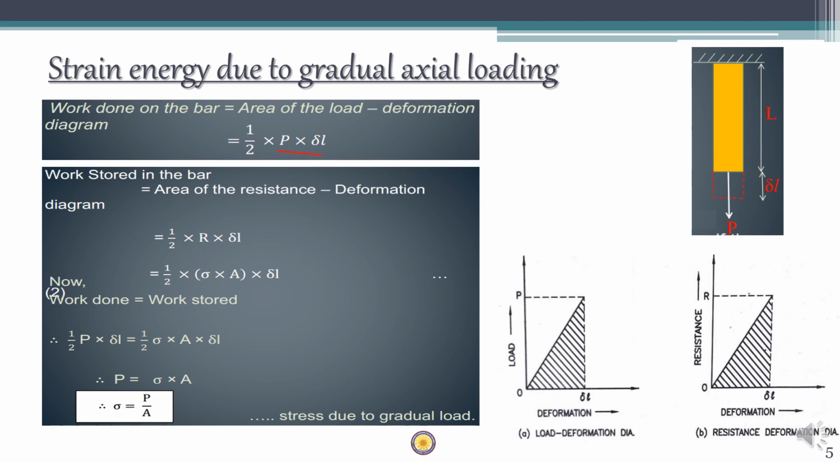Now the work stored in the bar, which is nothing but our strain energy, is equal to the area under the resistance versus deformation graph. This is again a triangle, which means the area is equal to half into base into height, which is half into delta L into R.